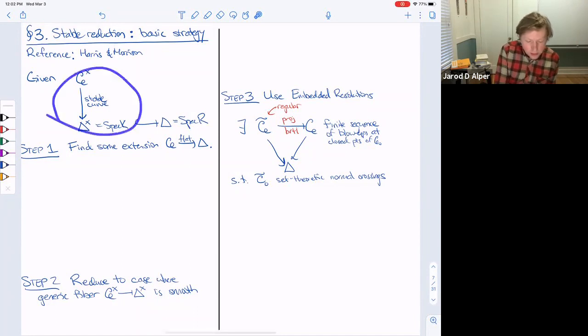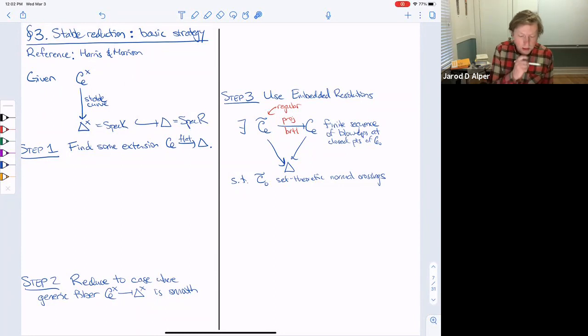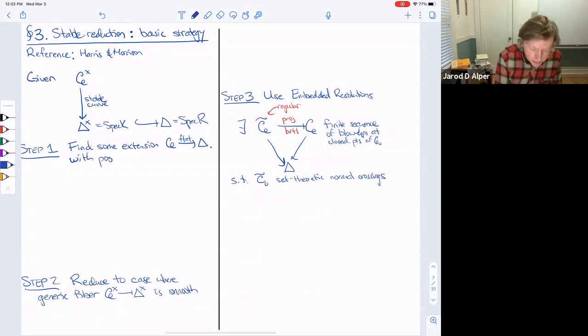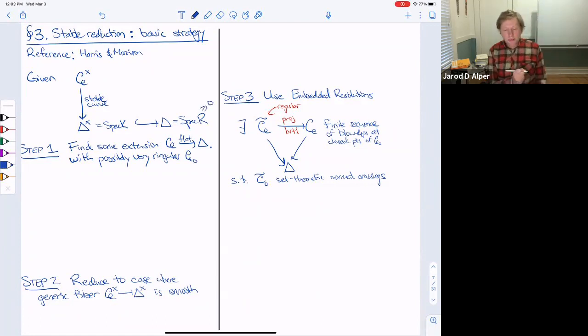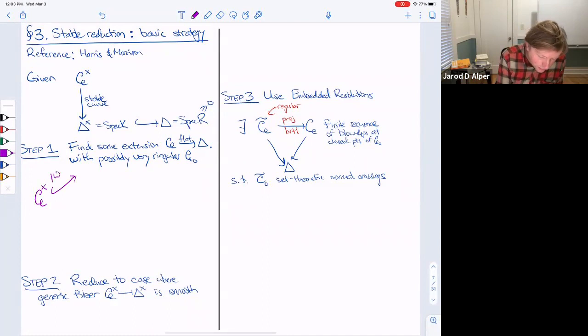We're given a stable curve over the spectrum of the fraction field of a DVR. The first step is just to find some extension to a flat family with a possibly very singular central fiber. So 0 always is going to denote the unique maximal ideal of R, the DVR, like the closed point of spec R. Right, so what we do is, you have C star over here, and you can just take the embedding of the relative dualizing sheaf.